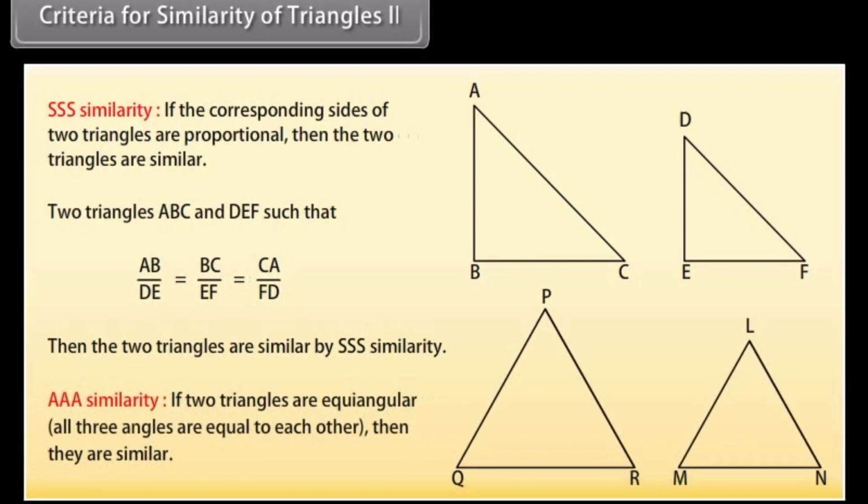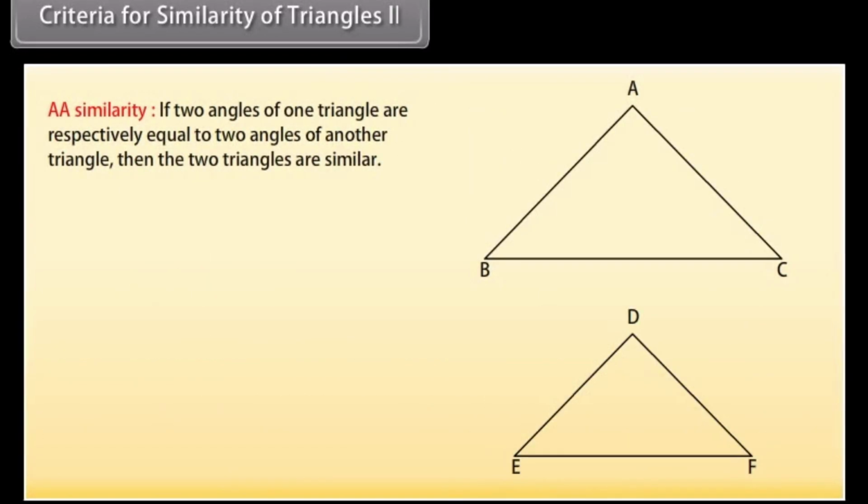AAA similarity. If 2 triangles are equiangular, all 3 angles are equal to each other, then they are similar. AA similarity. If 2 angles of one triangle are respectively equal to 2 angles of another triangle, then the 2 triangles are similar.